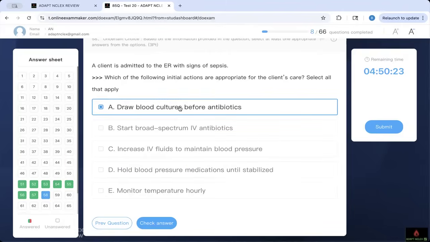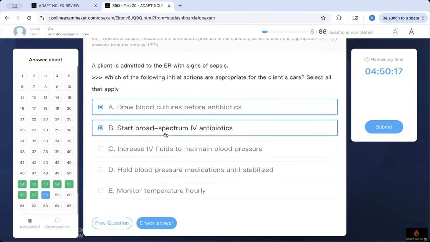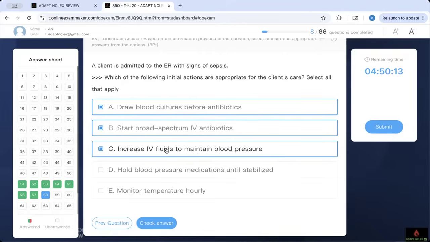Of course, culture before antibiotic. And the antibiotic has to be broad spectrum until you figure out what is wrong with the patient. And then they need fluid in order to prevent shock. You don't hold blood pressure medication until stabilized. That's not allowed. And then monitor temperature hourly. That's too frequent, right? You don't need to monitor temperature hourly. Every 4 hours is appropriate.